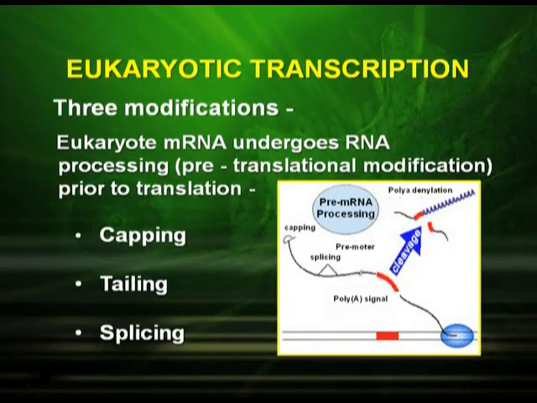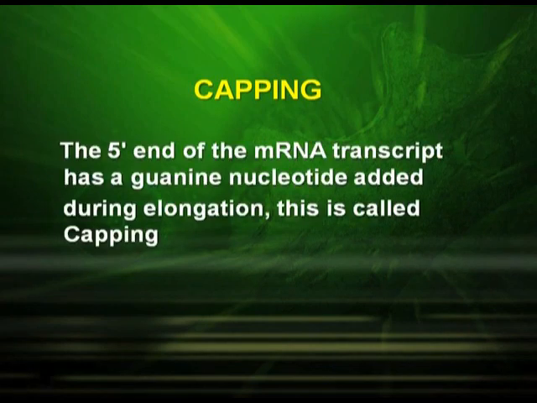Now, let us see what are the different modifications which take place in eukaryotic RNA. So, in eukaryotic transcription, there are three modifications. Eukaryotic mRNA undergoes RNA processing, which is pre-translational modification, prior to the translation process. And these modifications are capping, tailing and splicing. Now, let us see each type of modification. The first one is capping. The 5' end of the mRNA transcript has a guanine nucleotide added during the elongation, and this is called capping.